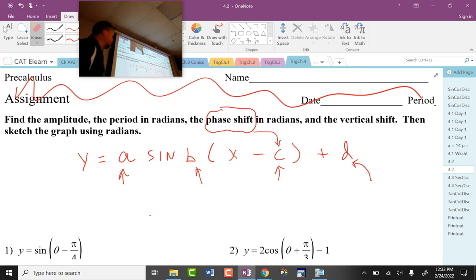Okay, so find the amplitude, the period. We already know how to do that. We're building on it now. Okay, I'll talk about phase shift here in a minute.